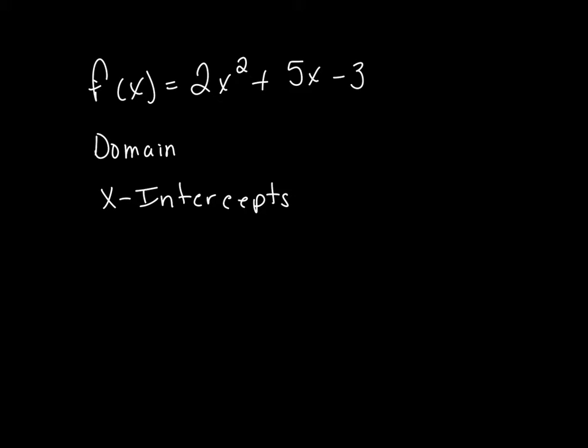All right, so let's go ahead and look at this function one more time. This is f of x is equal to 2x squared plus 5x minus 3. The domain for this function just goes from negative infinity to positive infinity. When you're looking at domain, remember to think back about the two things that will limit the domains.